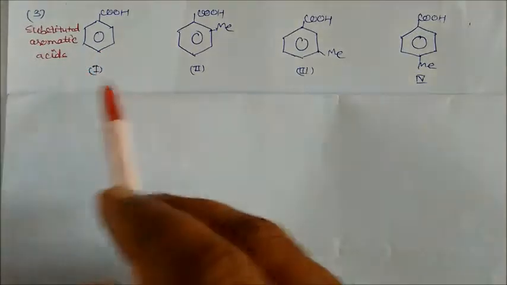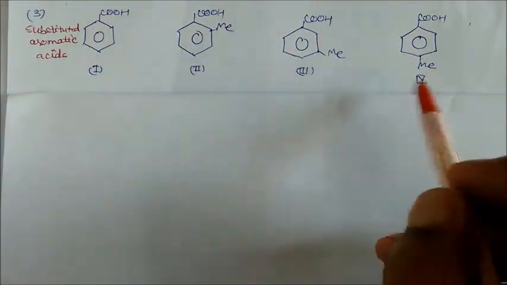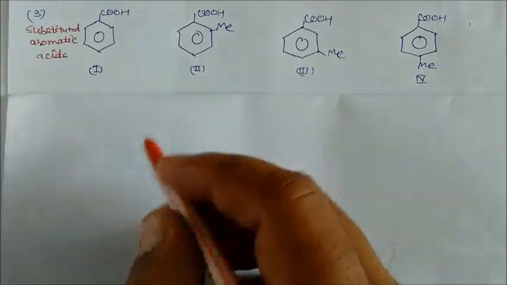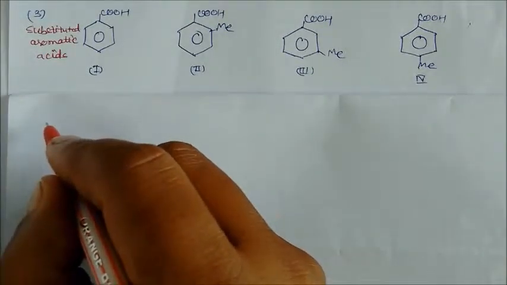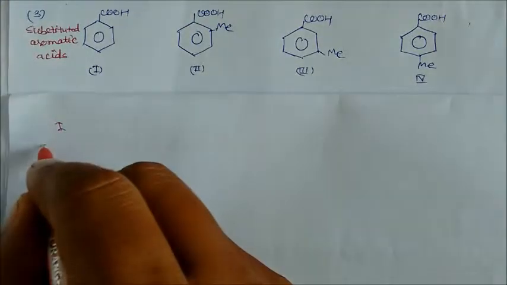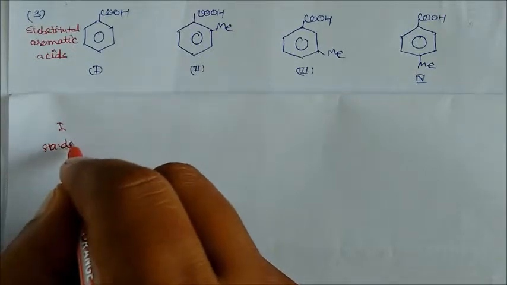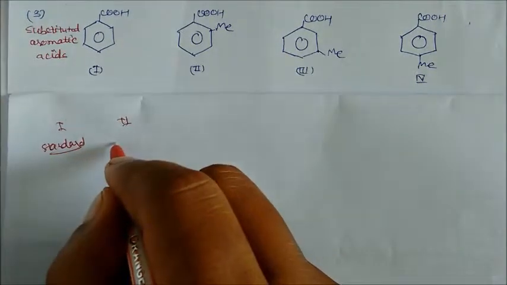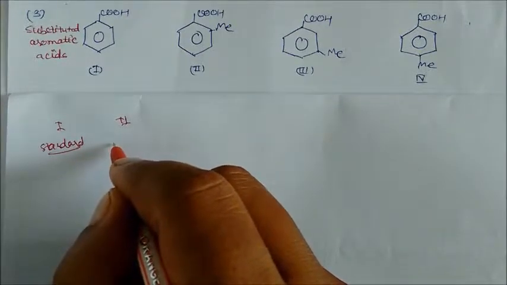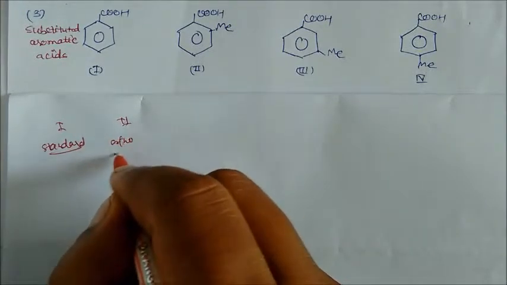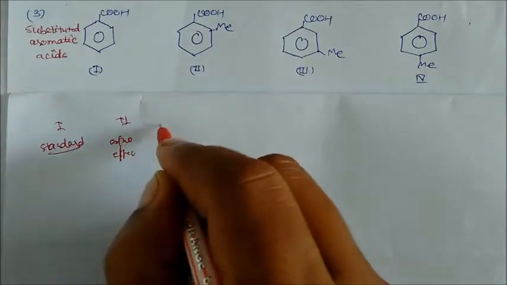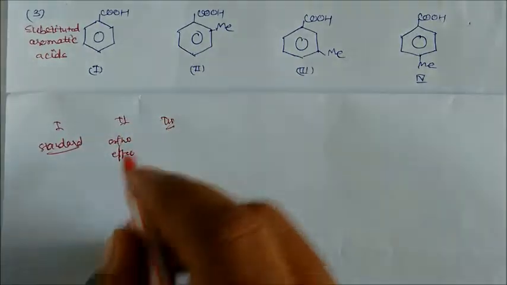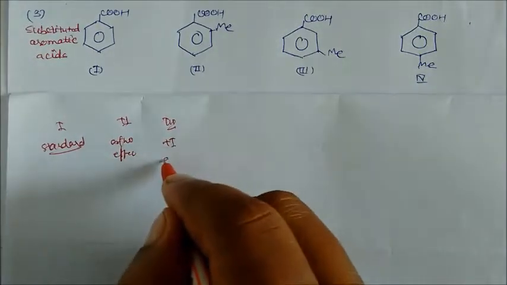This is the benzoic acid. These are the ortho, meta, and para positions. So which will be more acidic? Here you can see 1 is our standard acid. In 2 we have the ortho effect, and in 3 we have plus I effect.